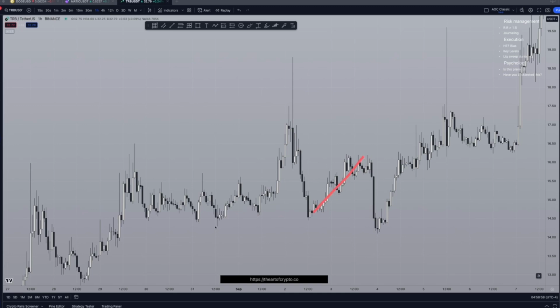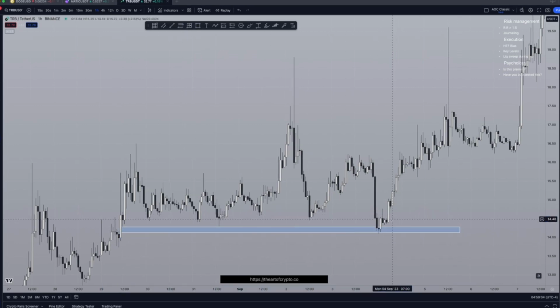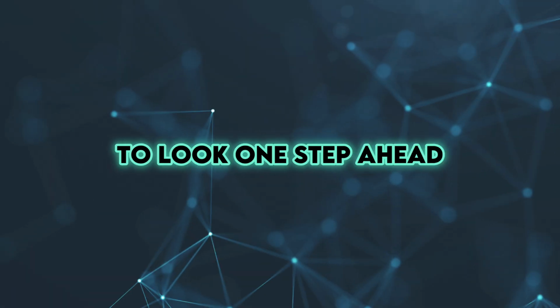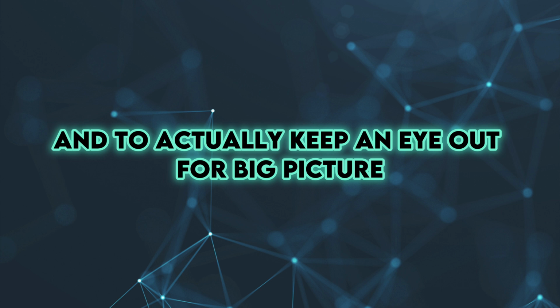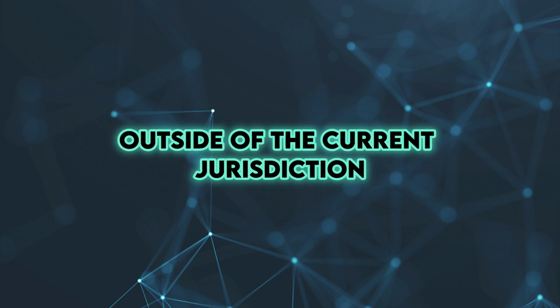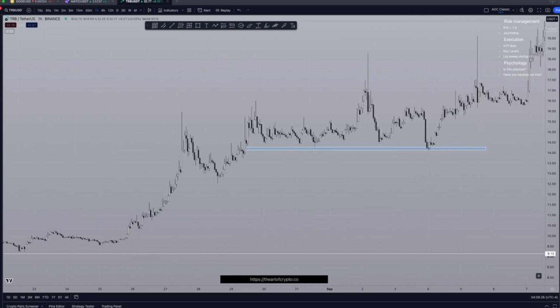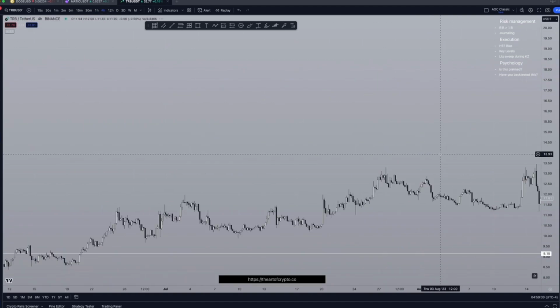But then again, you could also argue that that low hasn't been swept, and also you have a fair value gap back here that hasn't been filled, that actually got filled during this move. So sometimes it does pay to have the experience to look one step ahead and to actually keep an eye out for the big picture and what's happening outside of the current jurisdiction. But anyways, going back to my original point, once you see that first impulse going up, right, again, only use this on the higher time frame.